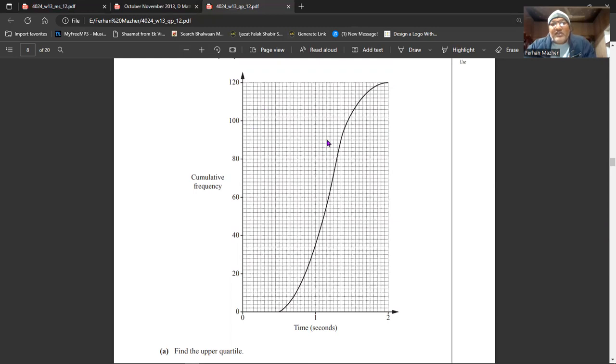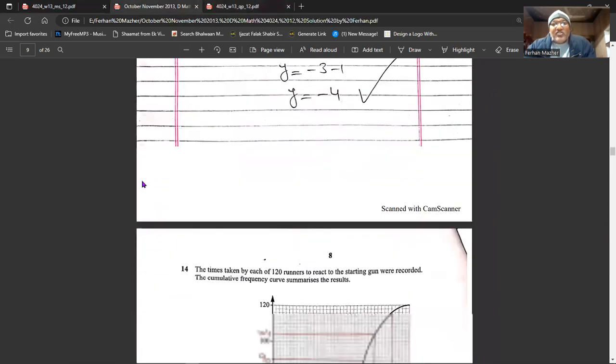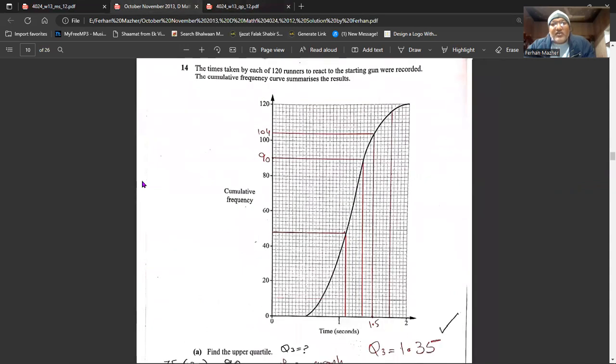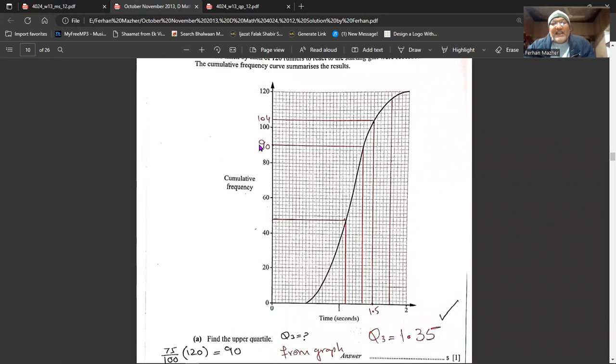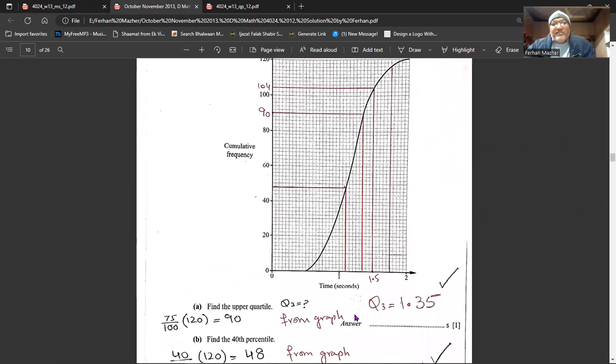From 90, go to the graph and check what is the value of the x under that. So let me show you. Okay, so you see here we have 75% of 120, that is 90. I will check 90 on the y-axis. From there, I will go to the graph, and when I intersect the graph, under that point, I will check what is the value of the x there. The value of the x there is 1.35.